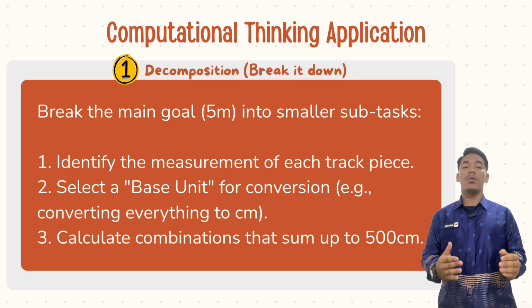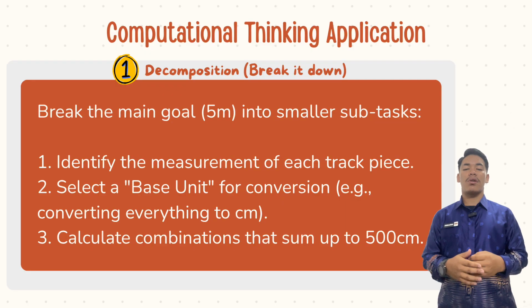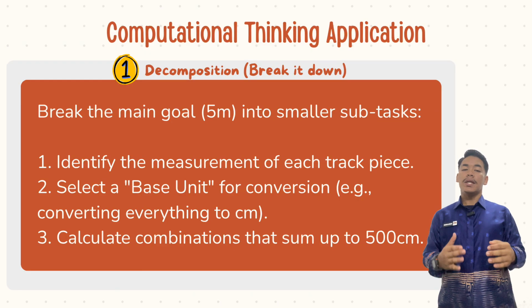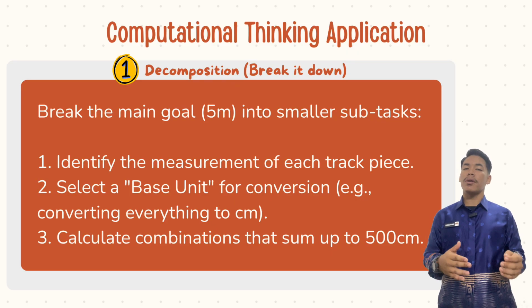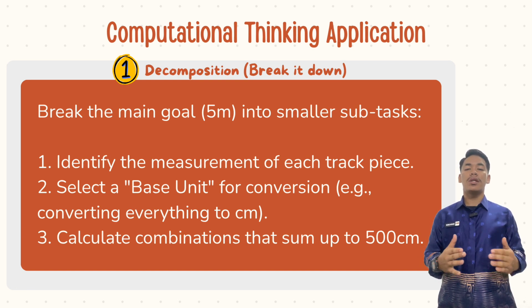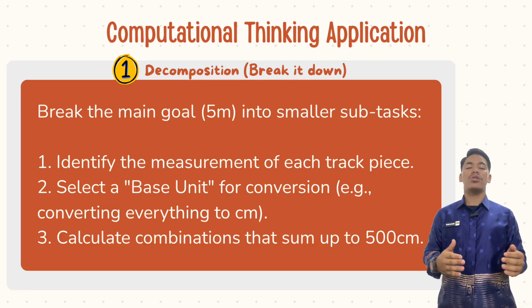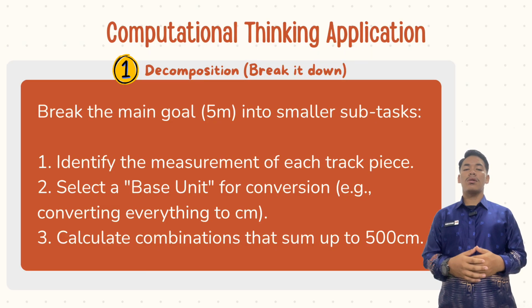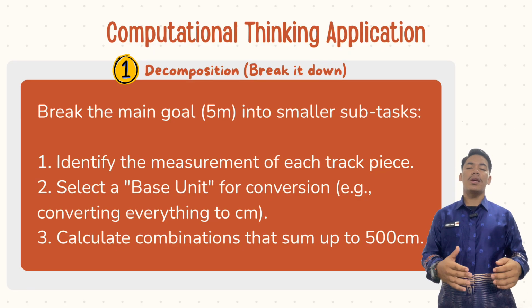First, identify the goal. The final length must be exactly 5 meters. Second, identify the constraints, which is we have 3 types of track pieces, each with a different unit of measurement. Third, deal with the units. We can't add 250 cm to 800 mm directly. So a smaller task is created: convert all these measurements into a single base unit. Fourth, finding the combination. Instead of guessing the whole track at once, students calculate how many of track A they might need first before moving to track B and track C.